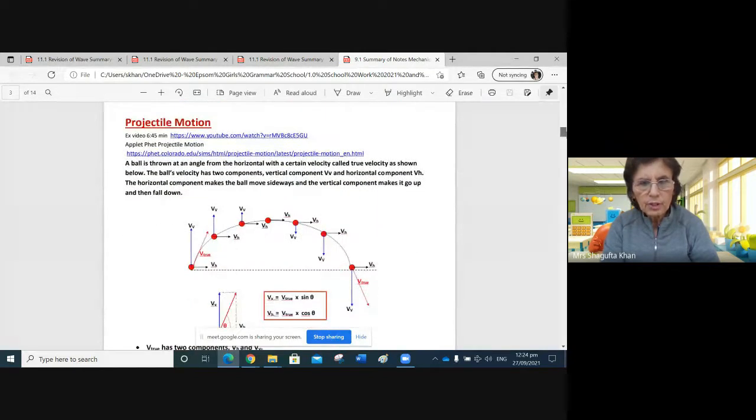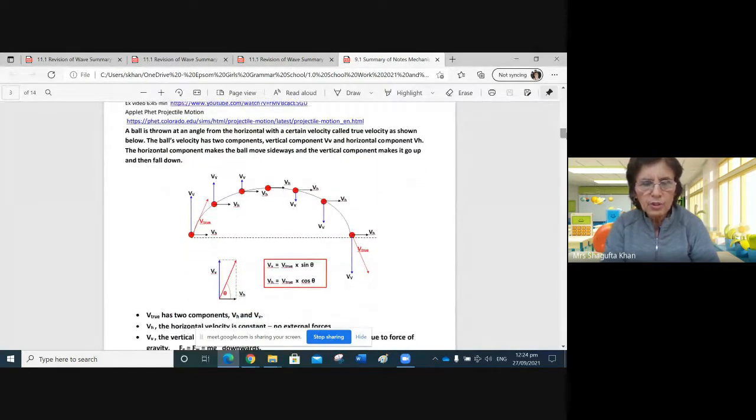And what is projectile motion? Projectile motion is when something is moving only under gravity. So if there is a ball and you throw it at an angle, then it will follow this path.